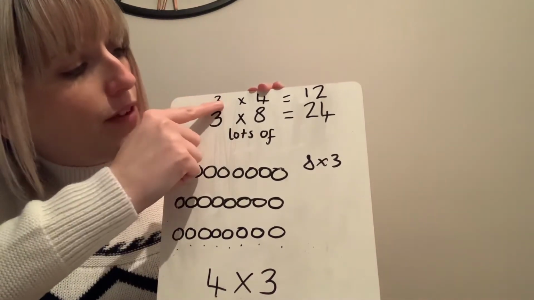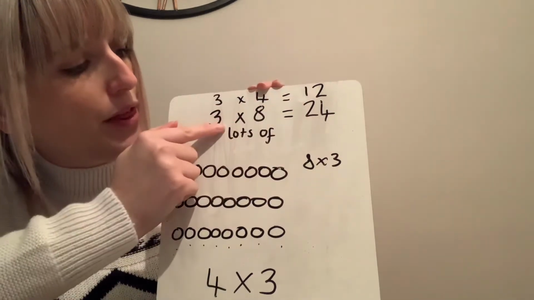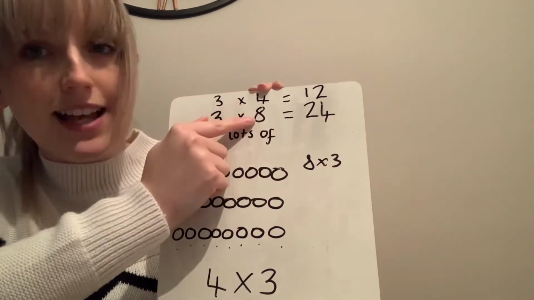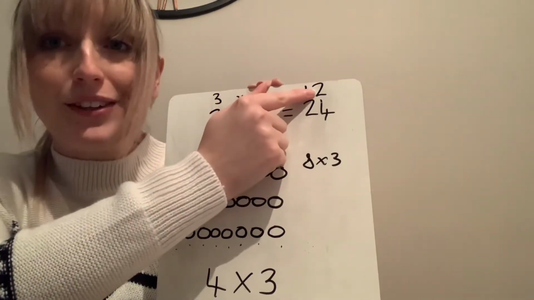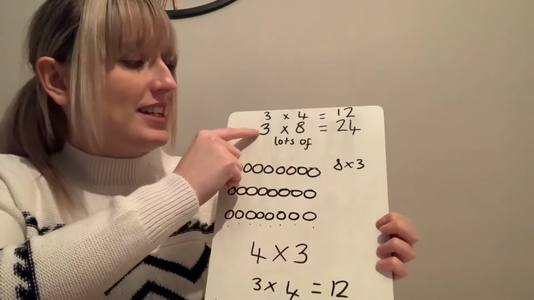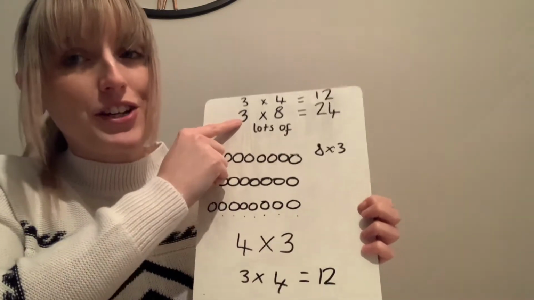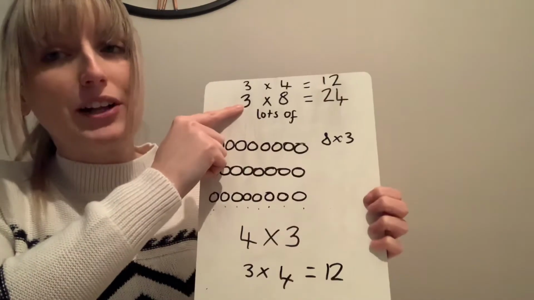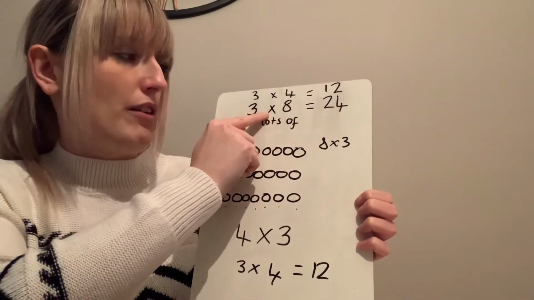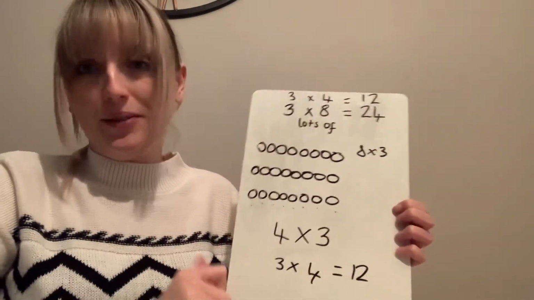So 3 lots of 4 is 12 and 3 lots of 8 is 24. Double 4 is 8. Double 12 is 24. So really, we didn't need to work out that question to know it wouldn't have been 12, because we can tell if 3 lots of 4 is 12, well, 3 lots of 8 is going to be much bigger.